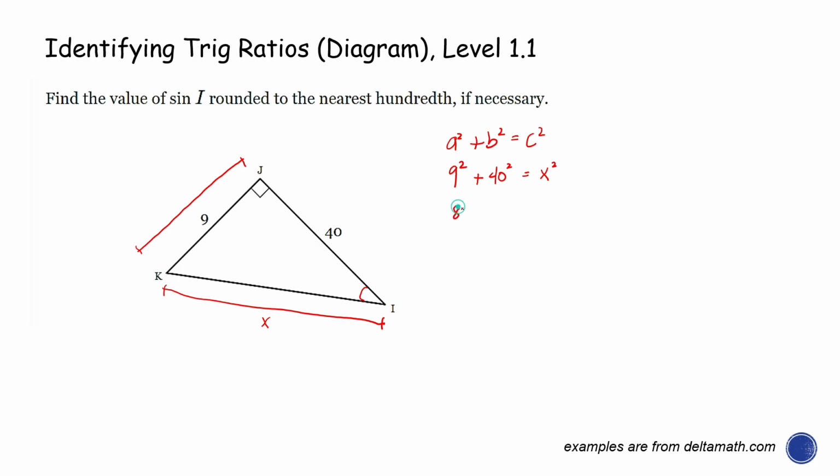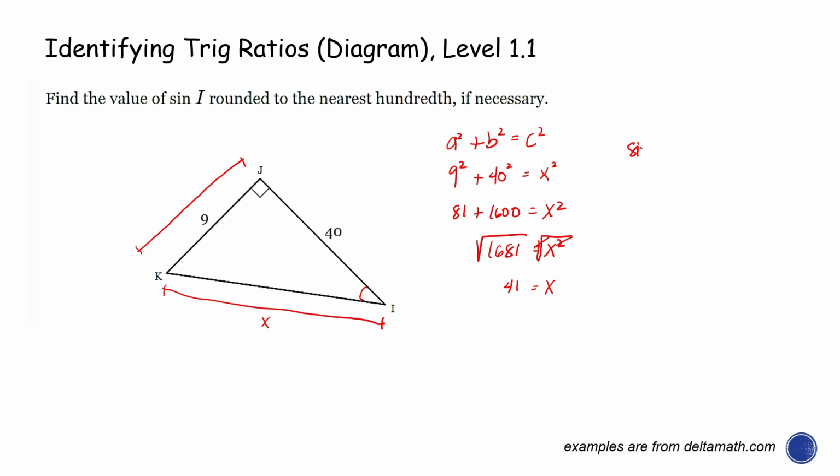So 9 squared is 81, obviously. 40 squared is 1600. Plus 81, that's 1681. Then we need to find the square root of 1681. That is 41, which is the measurement of the hypotenuse.